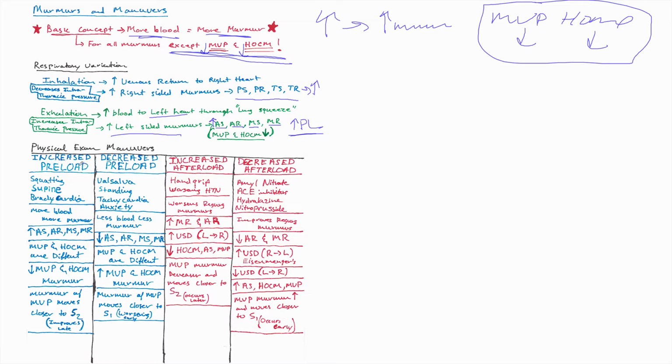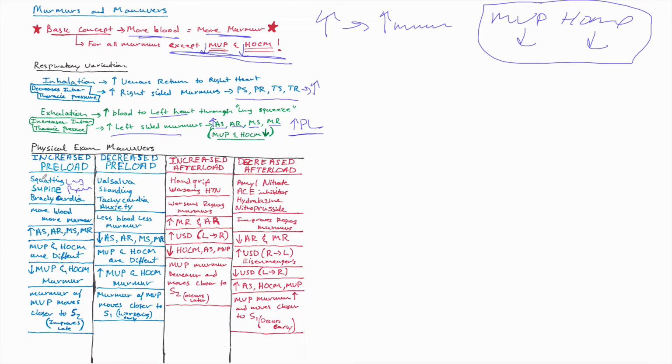When we look at the physical exam maneuvers, you can look at them individually: squatting, supine, leg raise, passive leg raise, Valsalva, standing, hand grip, amyl nitrate. You can look at all these maneuvers individually, which ends up being more maneuvers than there are categories here. Or you can look at what each maneuver does: it will either increase preload, decrease preload, increase afterload, or decrease afterload. Thinking about what the maneuver does makes it simpler. So instead of memorizing 8 things, you only have 4 things.